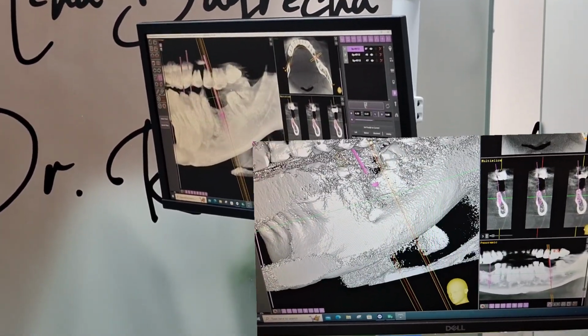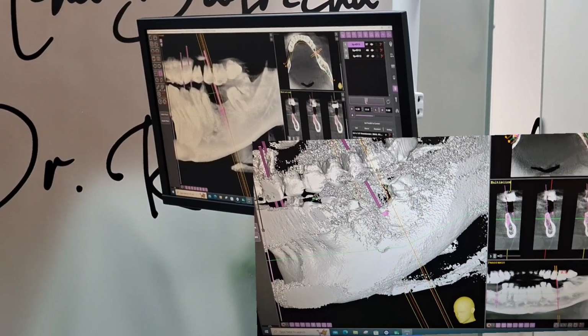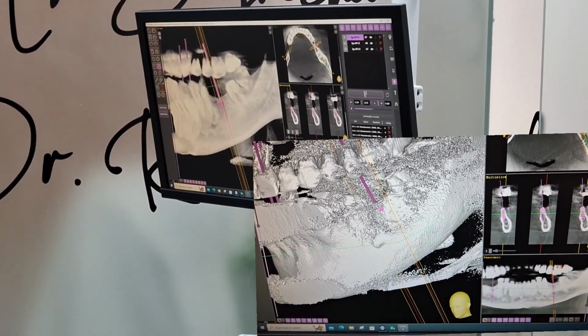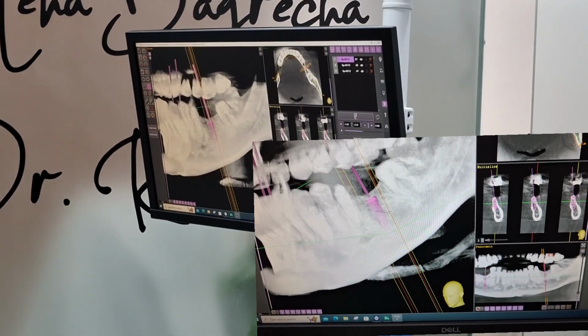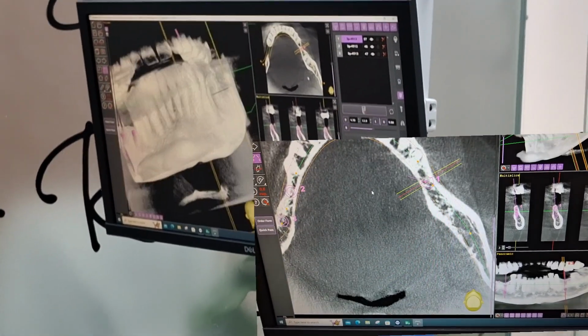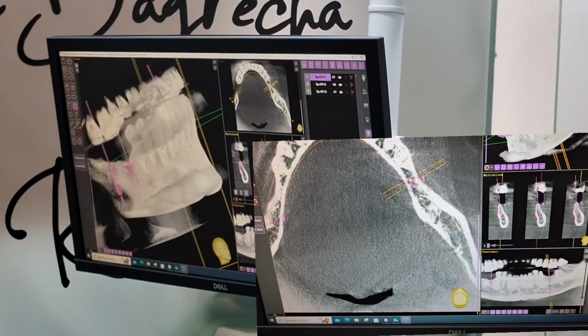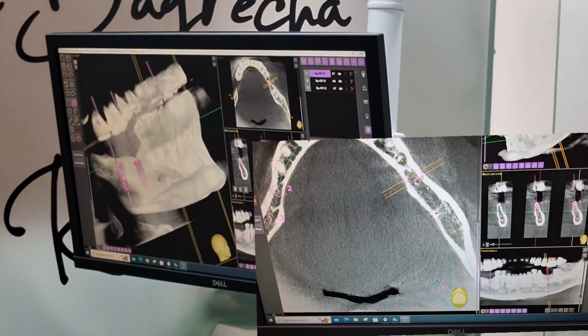There was a bridge here. I removed the bridge. There was an infection, so I treated this tooth with a root canal. We are planning to do a root canal on this tooth also. And on the right side also, there was an extraction which was done long back.